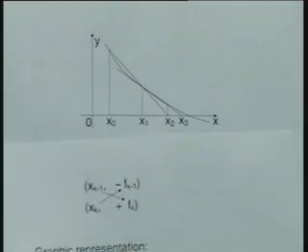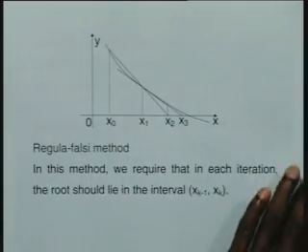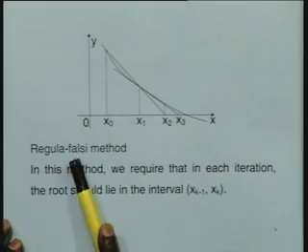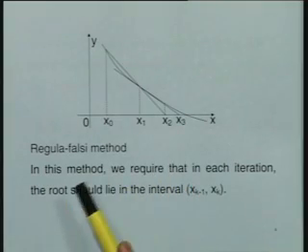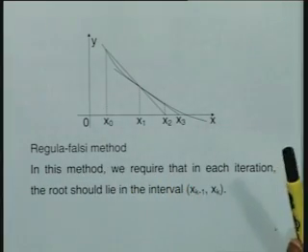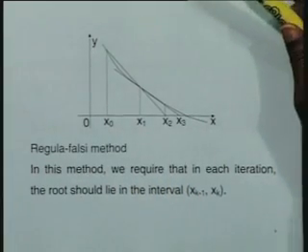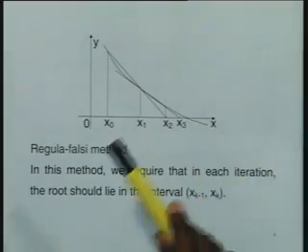Now we can modify this secant method with a very minor modification, and then we shall call this the regula falsi method, that is, the regula falsi or false position method. In the secant method we said that the root need not lie between the approximations xk minus 1 and xk, but in regula falsi we will force the root to always be within the particular interval. So if I start with xk minus 1 and xk, xi must lie between xk minus 1 and xk.